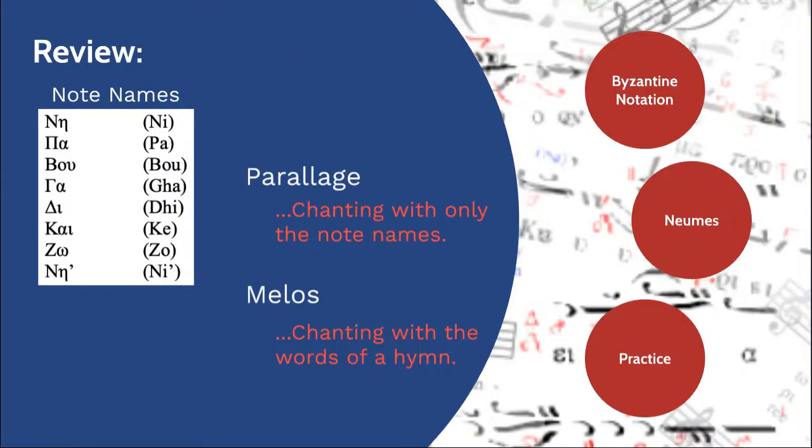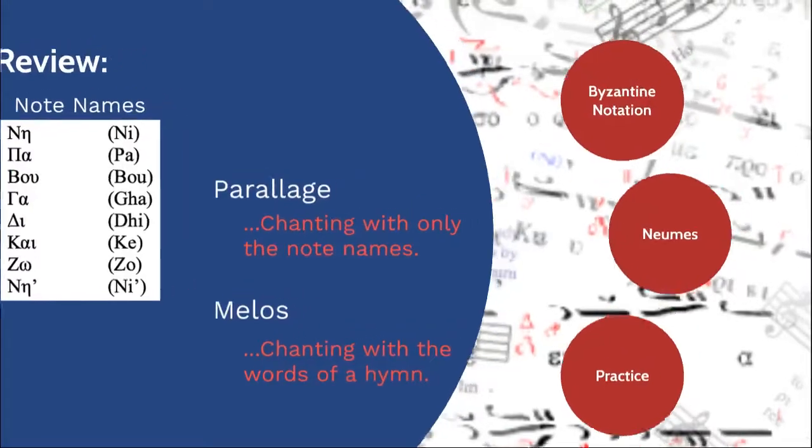Let's review. In our last video, we went through the note names, martirias, and the concepts of paralahi and melos. Let's quickly recall the note names of Byzantine music. Ni, pa, vu, ga, di, ke, zo, ni. As we discussed, when we chant a piece of music using the note names, we call this chanting the paralahi. When we chant the words of a hymn, we call this chanting the melos.